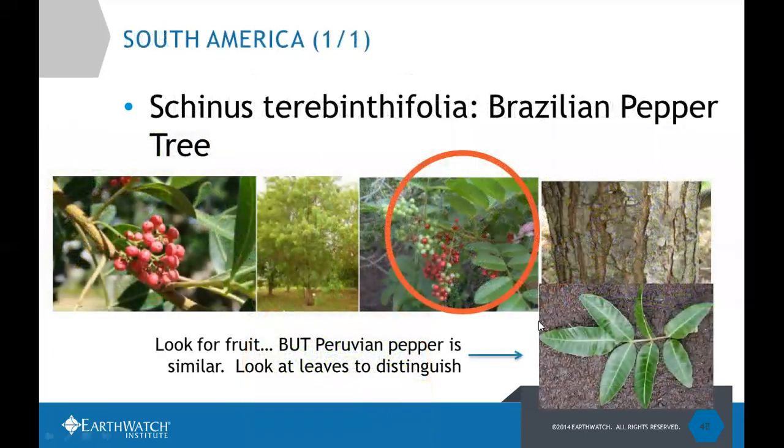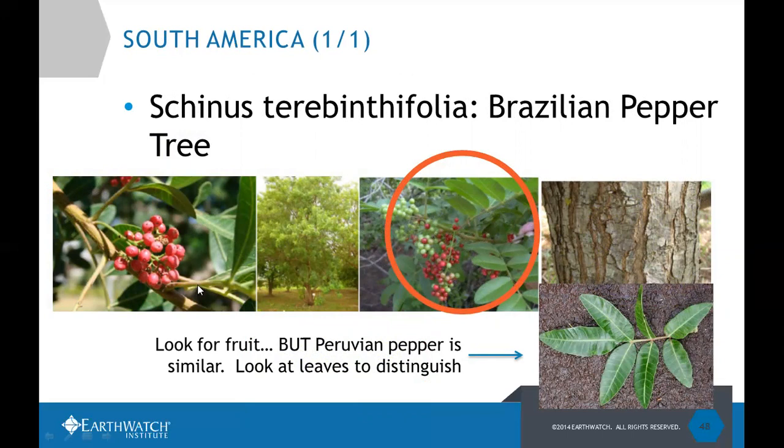So moving on to the South American species that we have on our list, it's a very common tree. It's the Brazilian pepper tree. In California, there's basically two types of pepper trees that are really common. There's this particular pepper tree species from Brazil. However, there's also Peruvian pepper that almost has identical fruit. So basically, the only difference is looking at the leaves on that particular tree.